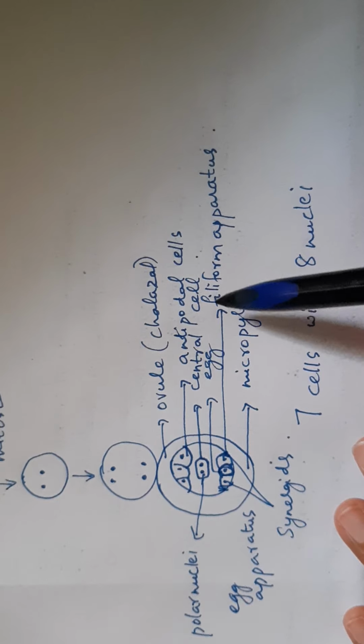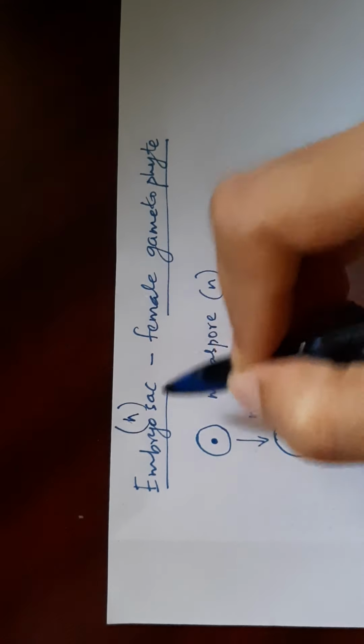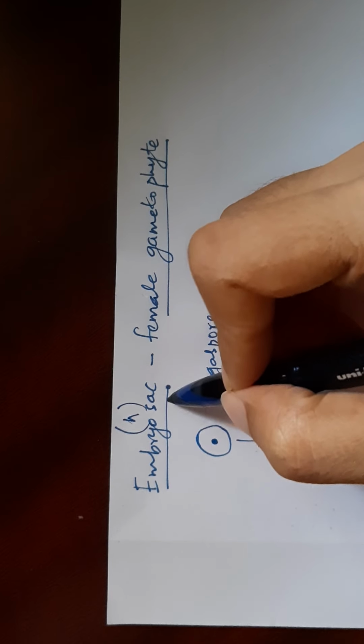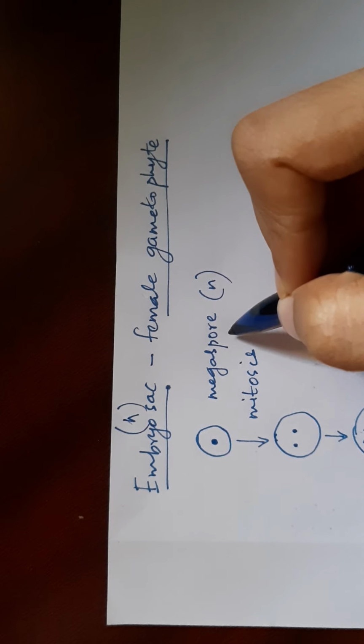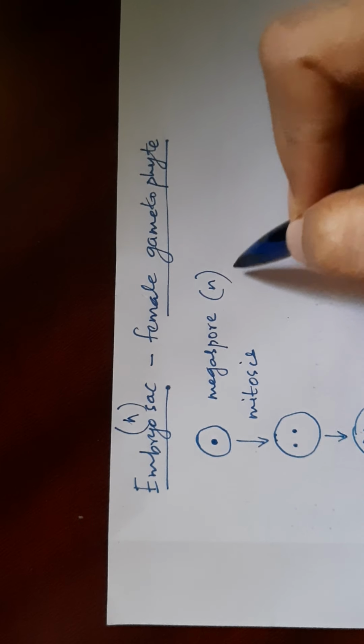Now the ploidy of the embryo sac. The embryo sac is haploid. Why is the embryo sac haploid? It's because it's formed from the megaspore, and the megaspore is also haploid.